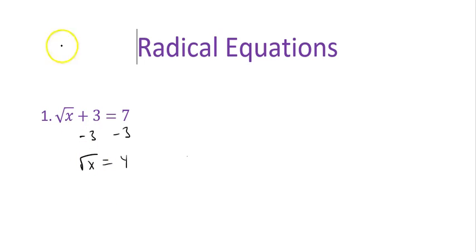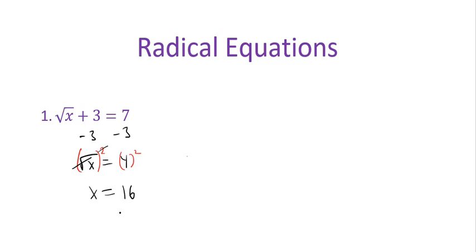And then to get rid of a square root, you have to square both sides. When you do that, I like to put that in parentheses so that I don't mess up any signs that I have. On this left side, our square root and our square are going to cancel, and that's just going to leave me with x because they're inverses of each other. And then 4 squared is 16.